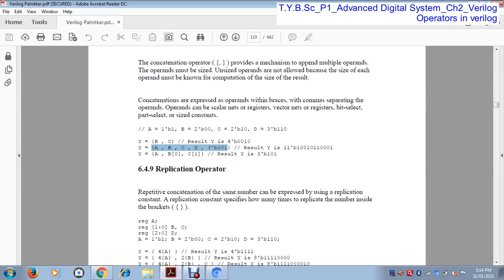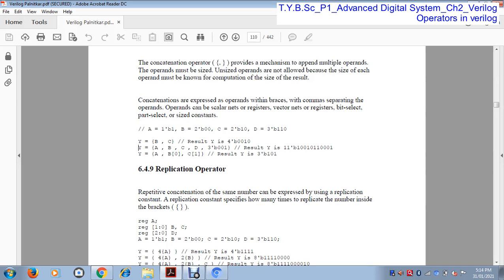Okay. So how do we define it now? What is the result of y here? First, y is equal to b and c. The value of b is 0 0, and the value of c is 1 1 0 1 1 0. That means this y operator contains two operands, b and c.